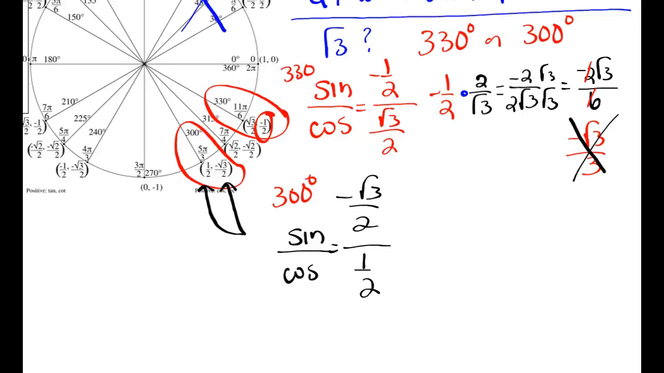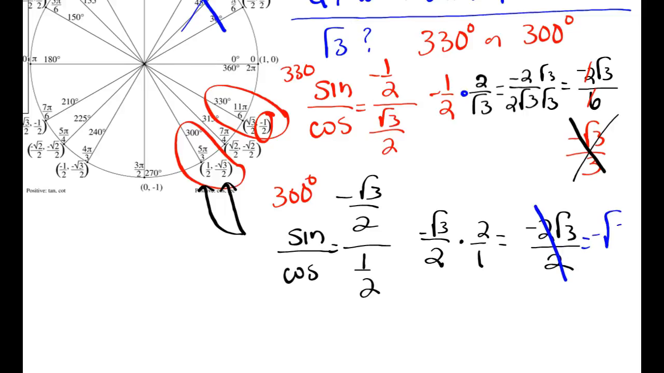Now I go through and I do keep, change, flip. Negative square root of 3 over 2. Change, flip, right? Whoops, how about 2 over 1? When I multiply, I get negative 2 square roots of 3 over 2. 2 divided by 2 cancels to 1. It is, in fact, 300 degrees. The shortcut to this, guys, is if you try 330 and it doesn't work, you know your answer is 300. Okay, so that's how we can get through this quicker.